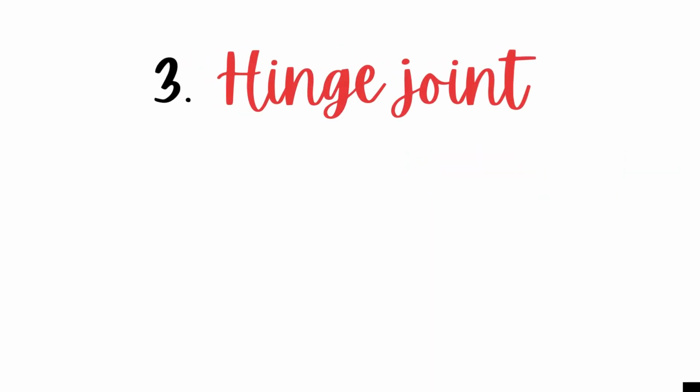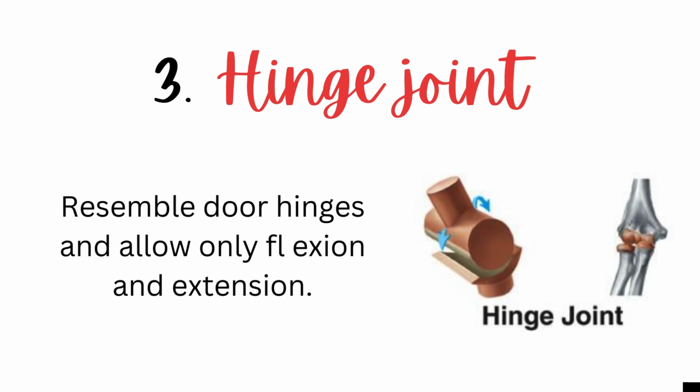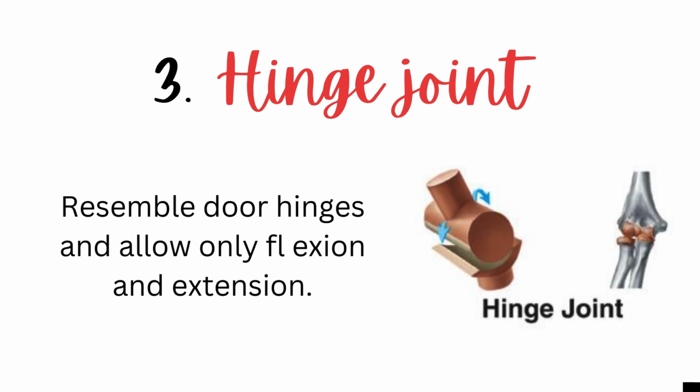Now the third one is a hinge joint. The hinge joint resembles door hinges, and it allows only flexion and extension, as a door opens and closes. Like the elbow joint: at the elbow there is only flexion and extension of the elbow. So this is a very easy one.